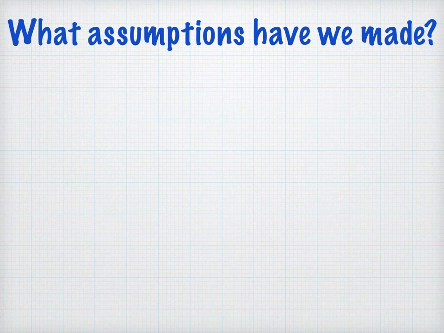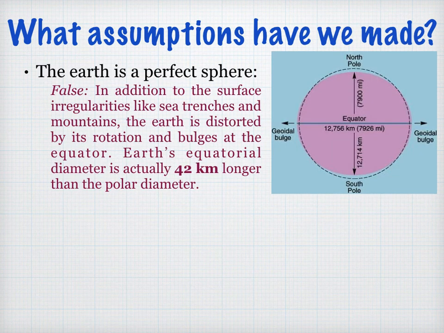So what assumptions do we have to make to get to that number? Because we actually did make a couple of assumptions. It wasn't really apparent. One of them was that the Earth is a perfect sphere, and this turns out not to be true. In addition to surface irregularities like mountains and trenches, the Earth is actually distorted by its rotation and bulges at the equator. Earth's equatorial diameter is actually 42 kilometers longer than the polar diameter.